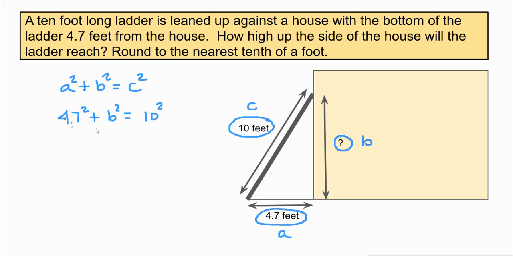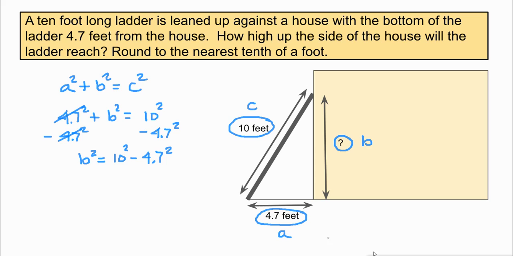Now, we can do this subtraction without doing the squaring part yet. So let's go ahead and do that. This will allow us to do it all in the calculator at one time. So I'm going to subtract 4.7 squared from both sides. That's going to cancel this out. And then we are left with b squared equals 10 squared minus 4.7 squared.